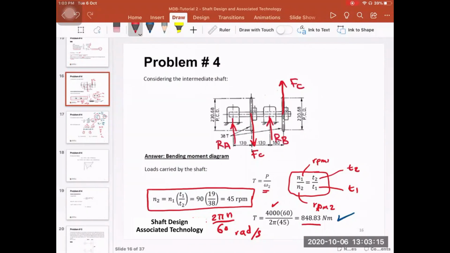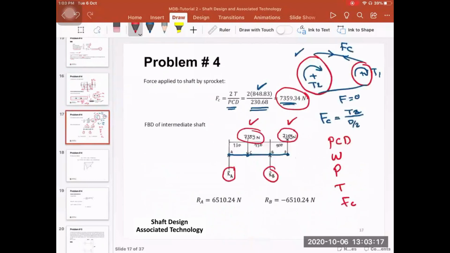Okay. So what we have here is the same. We have the force here, FC, as I said, and then we have another force here, and then we have the reaction forces here. So using the equilibrium equations, we can calculate both the reaction forces. I'm sure it's quite simple for you now because you've studied mechanics 1, mechanics 2.